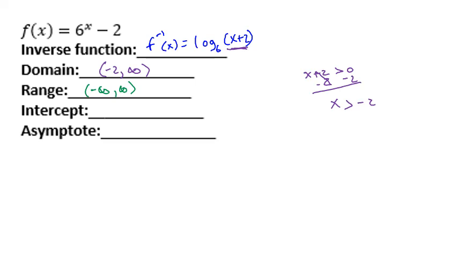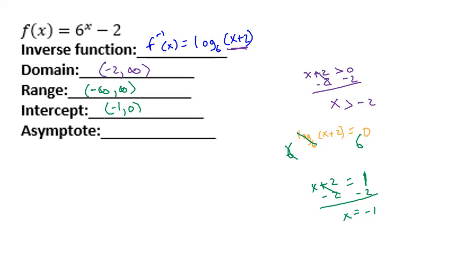To find our intercept, we need to set this function equal to 0. So log base 6 of x plus 2 equals 0. The base is 6, so we're going to make 6 the base on both sides. 6 to the 0 is 1, and the log base 6 and the base 6 are going to cancel each other out, leaving just x plus 2. We subtract 2 from both sides of our equation, and that tells us that x is equal to negative 1. So our x-intercept is going to be (-1, 0).